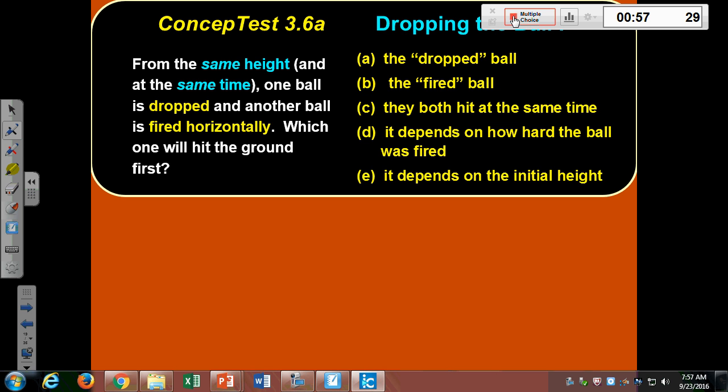Feel free to ask your neighbors. Please do ask your neighbor what they put. We have about 2/3 of you with one answer, and 1/3 of you with another answer. So just turn around and tell your neighbor what you put. Which one will hit the ground first? All right. I'll stop in just a few seconds at 125. 125.